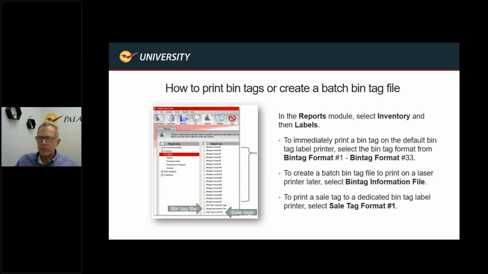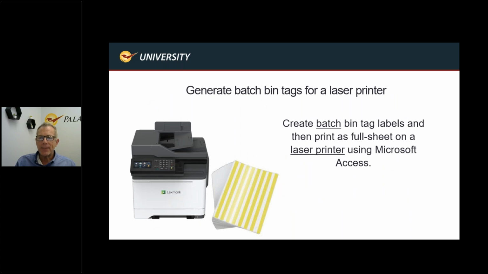Now we're going to dissect this and break it apart a little bit and look at the different ways and types of bin tags that you can produce on different printers, for different reasons. The first one we're going to look at is creating a batch bin tag file for printing on a laser printer using Microsoft Access. We select that bin tag file we saw above, create a file, and print it through Microsoft Access. Again, you can pick the style that you want at that time. So let's walk through that process.